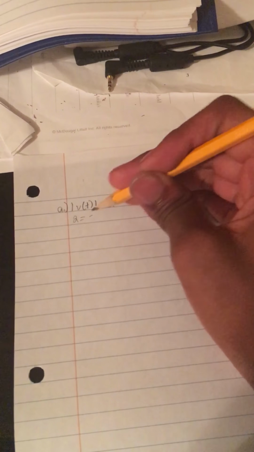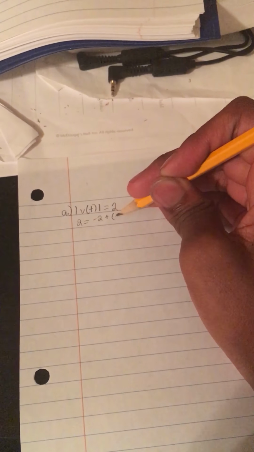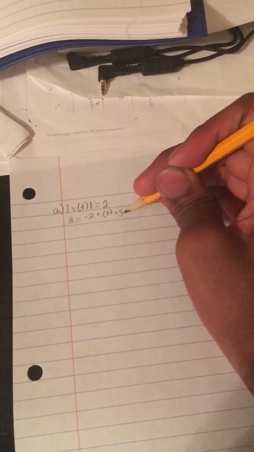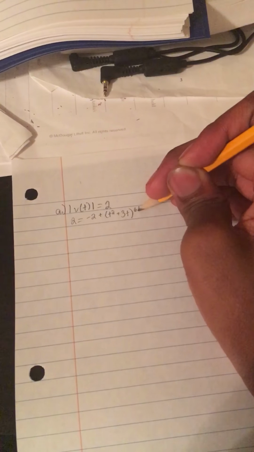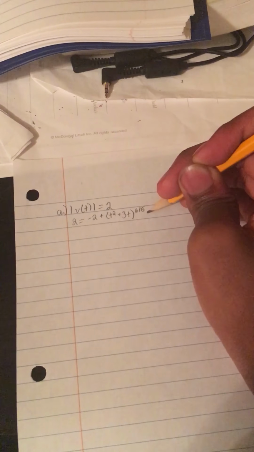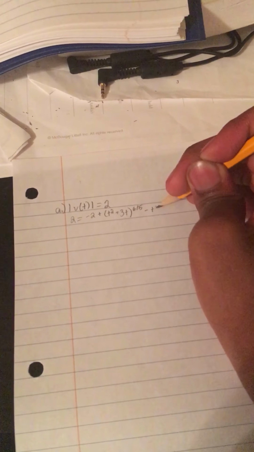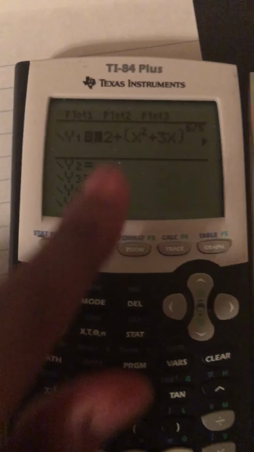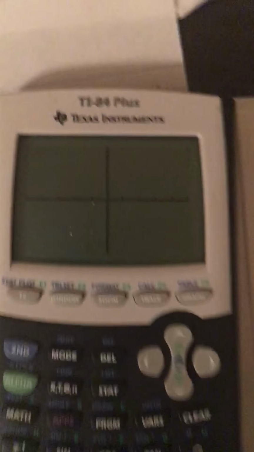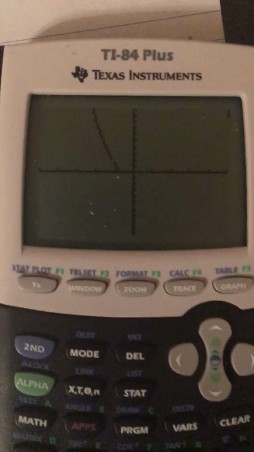So what we could do is set the whole expression equal to 2, like 2 equals negative 2 plus t squared plus 3t to the power of 6 over 5 minus t cubed. Now, of course, we have our calculator, which we can use to graph it. I already put it in, so now we just hit graph. It'll take a second to graph.